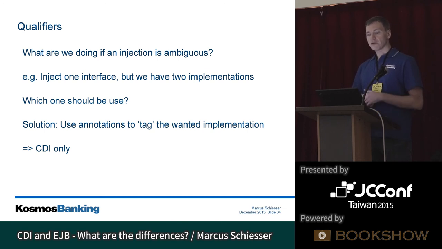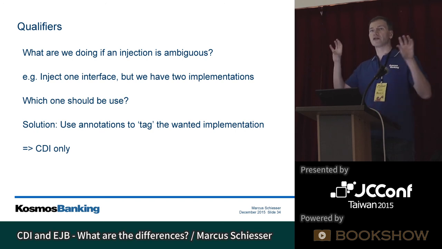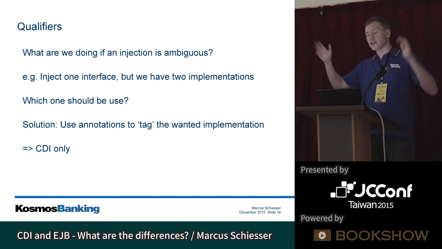So how do you solve that if an injection is ambiguous, if we have two implementations, which one should be used, right? We're providing two different loggers, which one should be used? The main log or the technical log at the injection point.